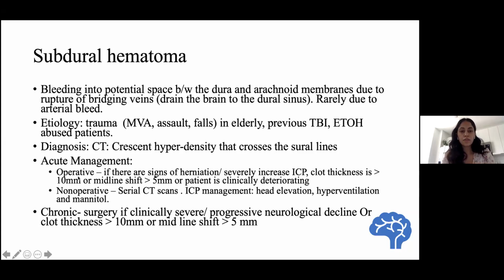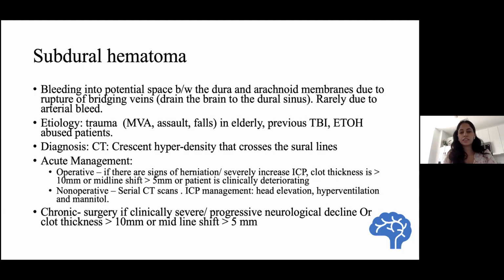Acute management, in certain cases you might have to take them to the OR, especially if there's signs of herniation, severe increase in intracranial pressure, or if the diameter of the hematoma is greater than 10 millimeters, or the midline shift is greater than 5 millimeters, or the patient is continuously deteriorating. All of these would indicate the need to take them to the OR and evacuate this.